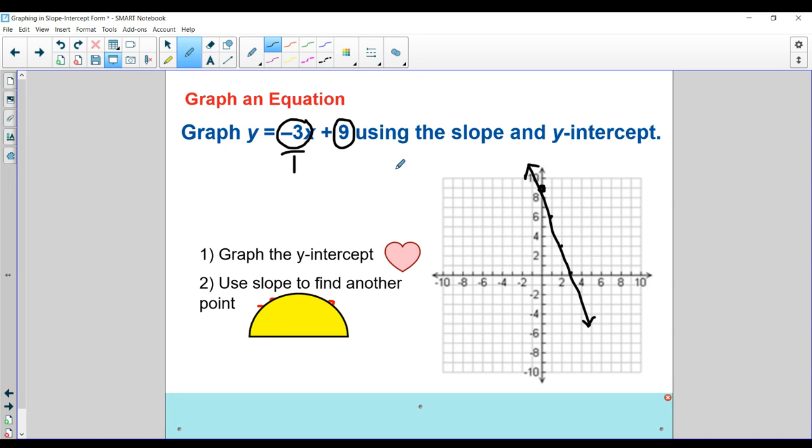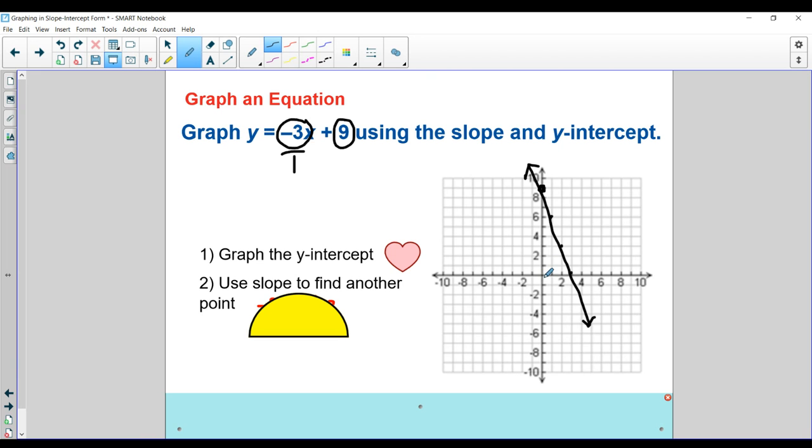So again, we graph our y-intercept first, get that point on our graph, then use your slope to find the next point, maybe a couple points to help you draw a straight line. What you have to remember is that when you're using that slope, you're always applying that rise and run to the y, starting at the y-intercept.